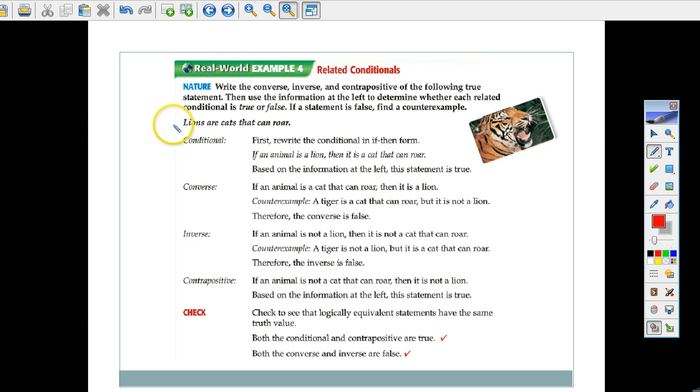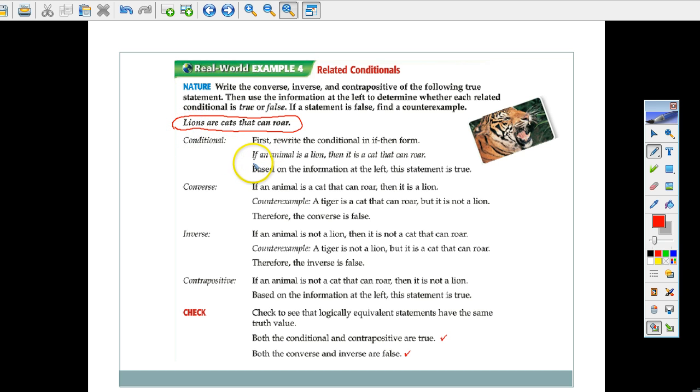Okay. So here's a real-world example for nature. Write the converse, inverse, and contrapositive of the following true statement. Then use the information at the left to determine whether each related conditional is true or false. If a statement is false, give a counterexample. So here is your statement. Lions are cats that can roar. Okay, there's your statement.